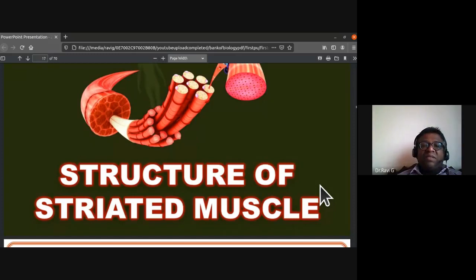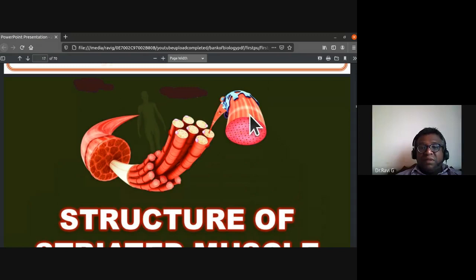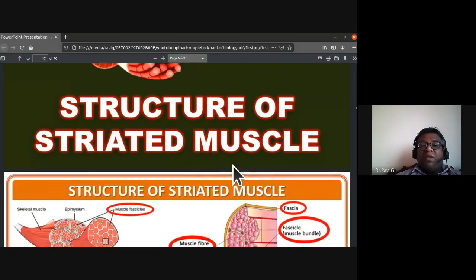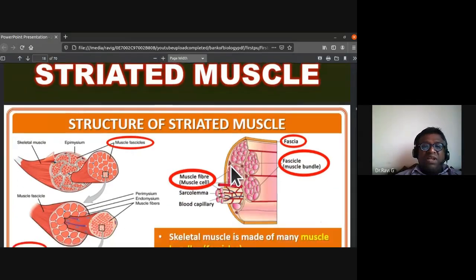Next, we are going to discuss the structure of striated muscles. You can see that there is a bundle of fibers. Within that fiber, there is another fiber, and when you dissect it, they again have fibers. Okay, so this is how the striated muscles are. So let us study the structure of striated muscles.